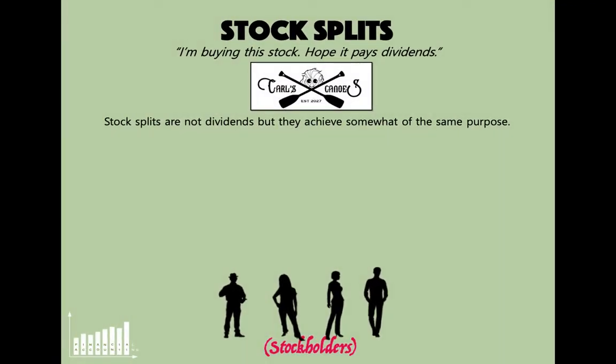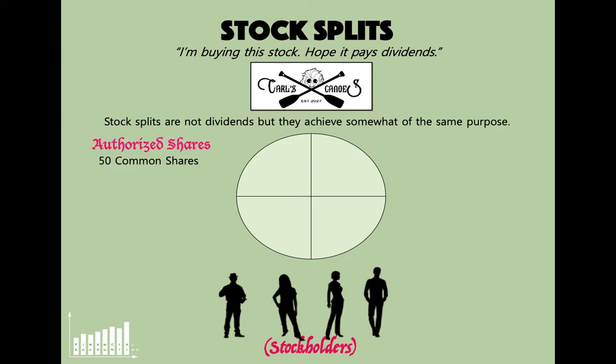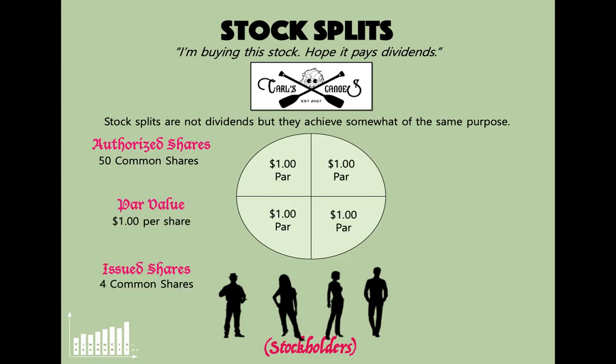I'm going to switch topics here a little bit, talk about stock splits. Stock splits are not dividends, but they achieve somewhat of the same purpose. Now let's say this is our corporation. We have 50 common shares authorized. We have issued 4 shares, and the par value of each of those shares is $1. So we have 4 shares for our 4 stockholders, and the par value is $1.